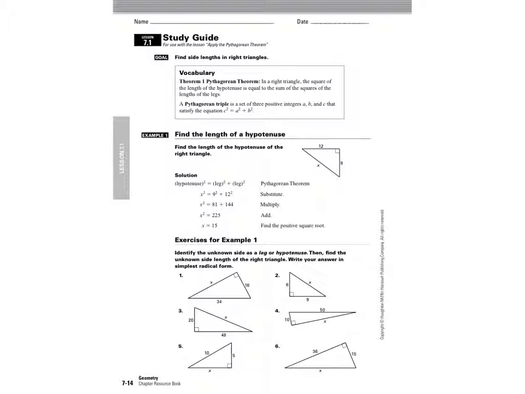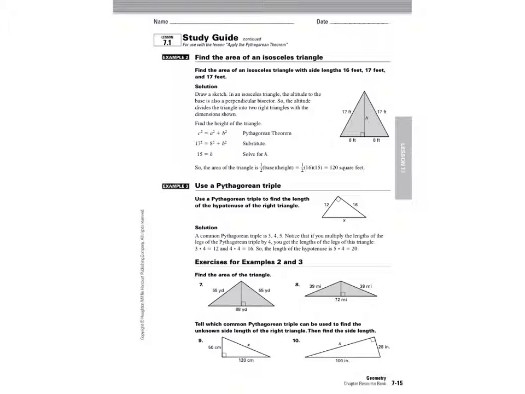You will have to find a missing piece, either a leg or a hypotenuse. You must leave your answers in simplest radical form. You will not be able to just hit the square root button and round it. So all answers for missing legs and hypotenuse must be in simplest radical form. So in this case, on questions 1 through 6 here, that's what you're doing, finding either a missing leg or a hypotenuse.